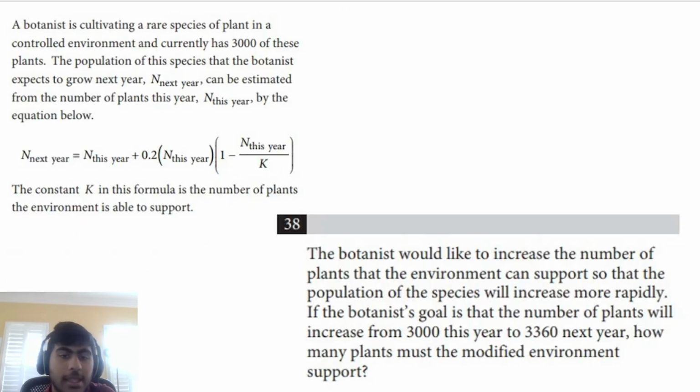Let's keep going. This is the last question of this set, the last question of the calculator section. After this, we'll go to the non-calculator section in math. Let's see how we do on this.